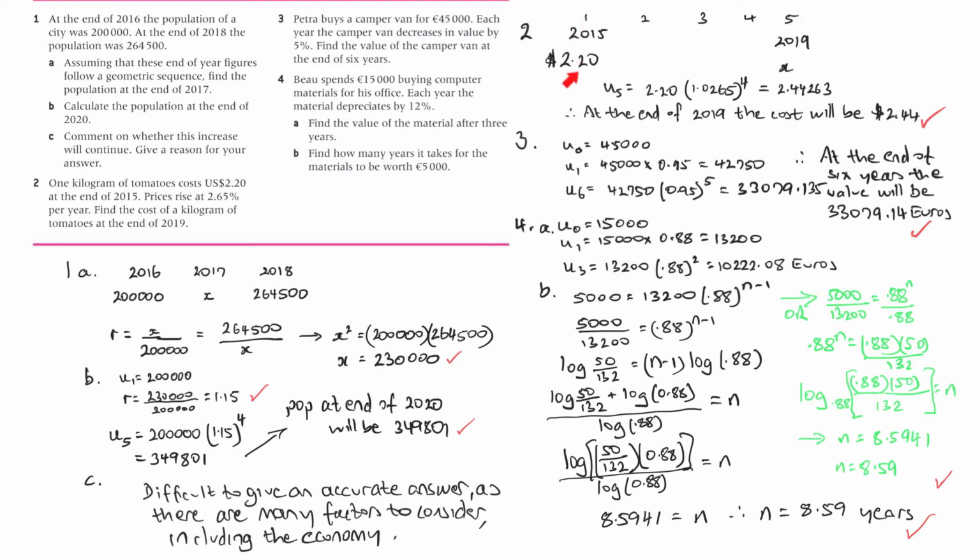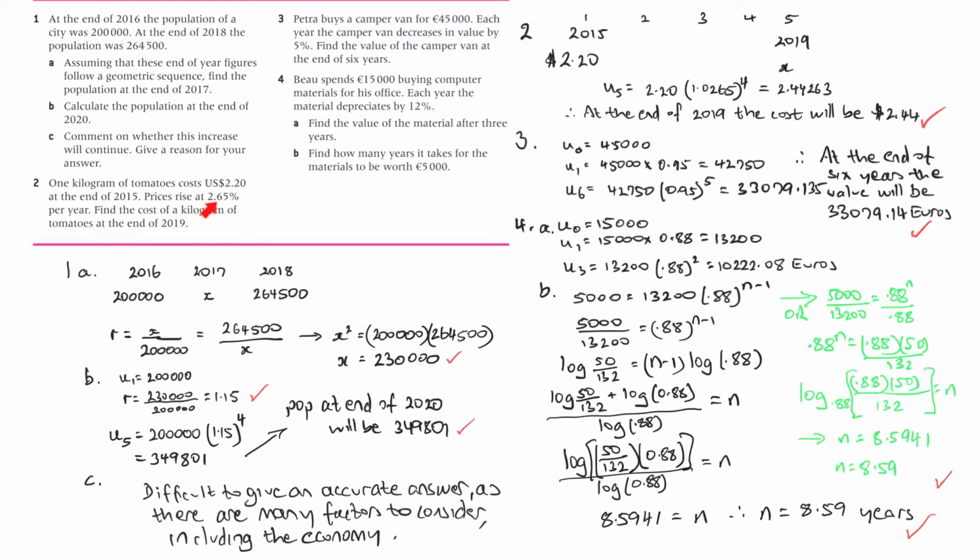Okay, so we know U1 is 220. We know that U5, 2019, right, is 1, 2016, 17, 18, 19. We'll just call that X. We're looking for that. Find the cost. So we're looking for that in 2019.